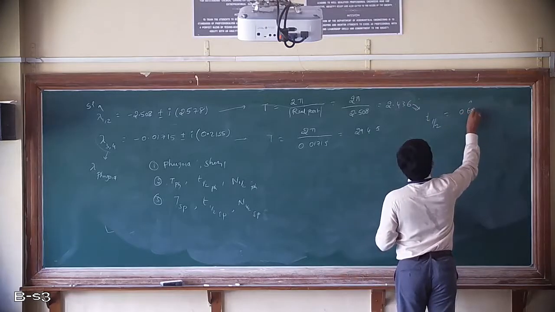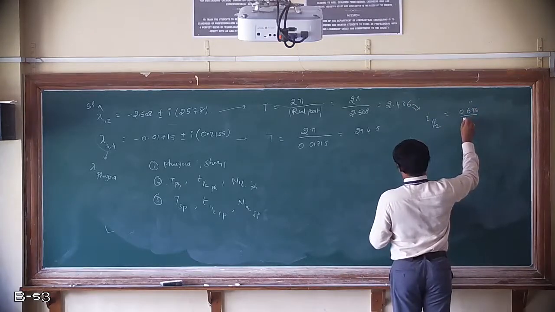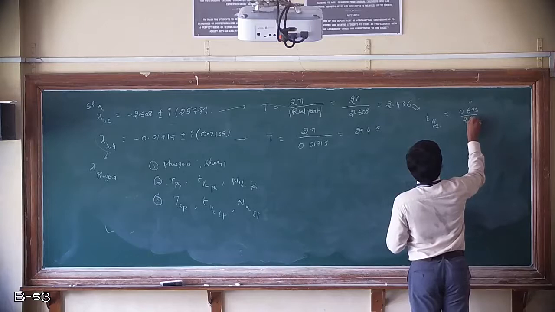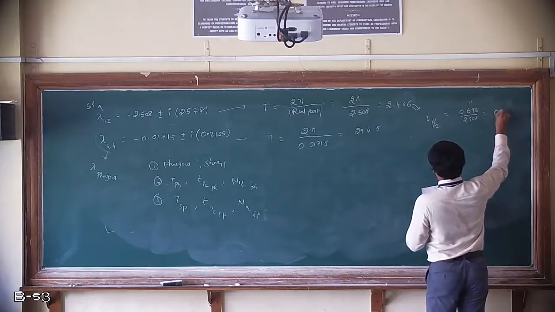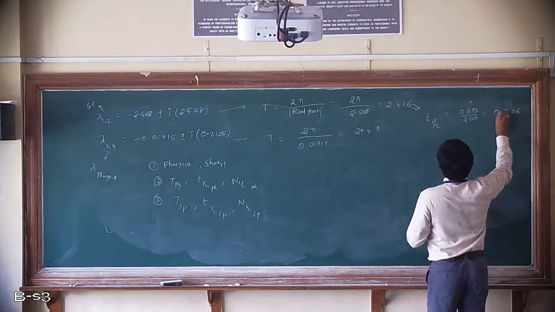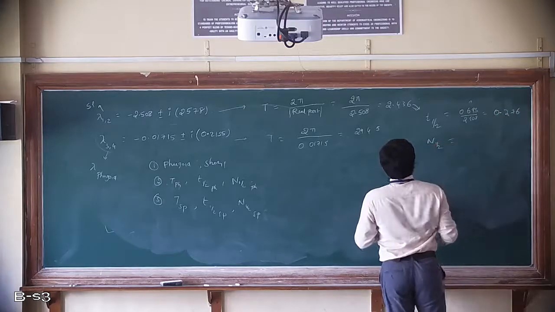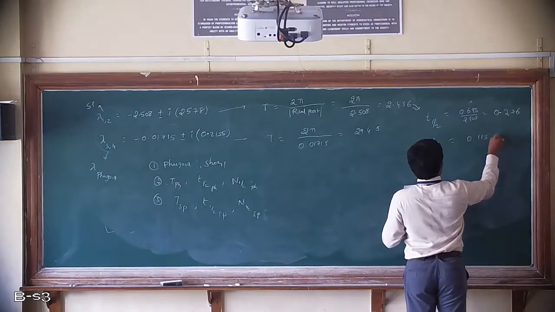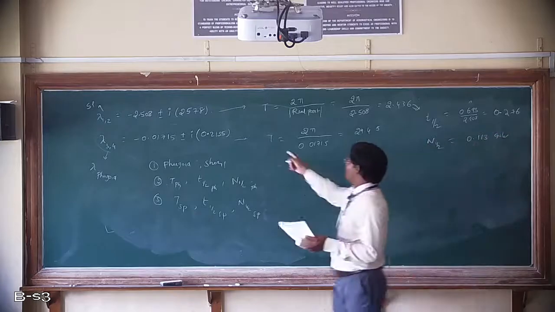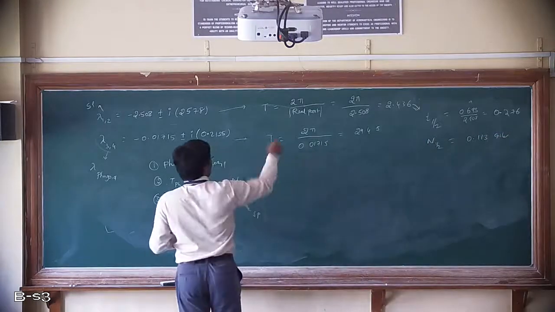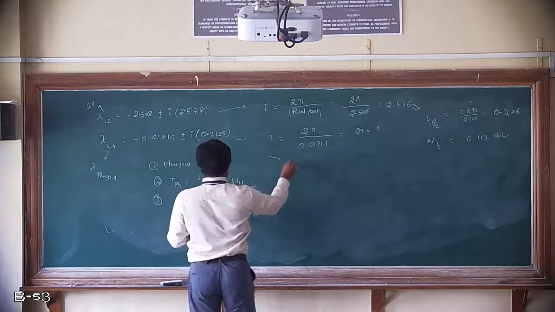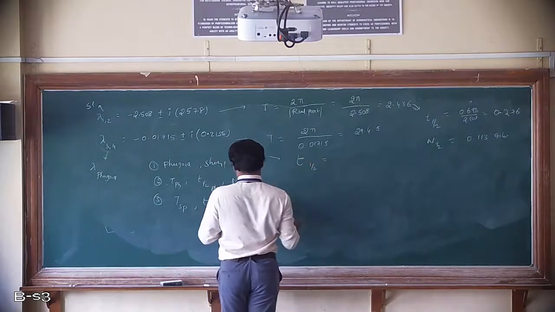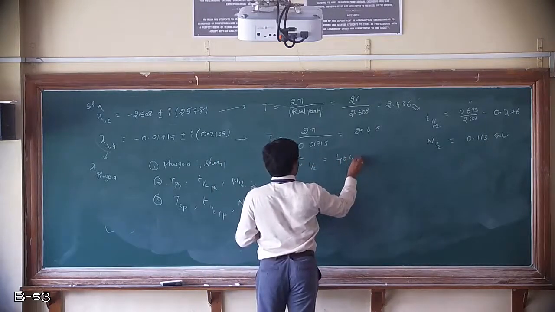Next, find the time required to halve the amplitude of the disturbance. How much is it here? The formula is 0.693 by mod of the real part, here 2.508. That is nothing but 0.276. Number of cycles, that is nothing but 0.113 cycle. This is for the short period mode.